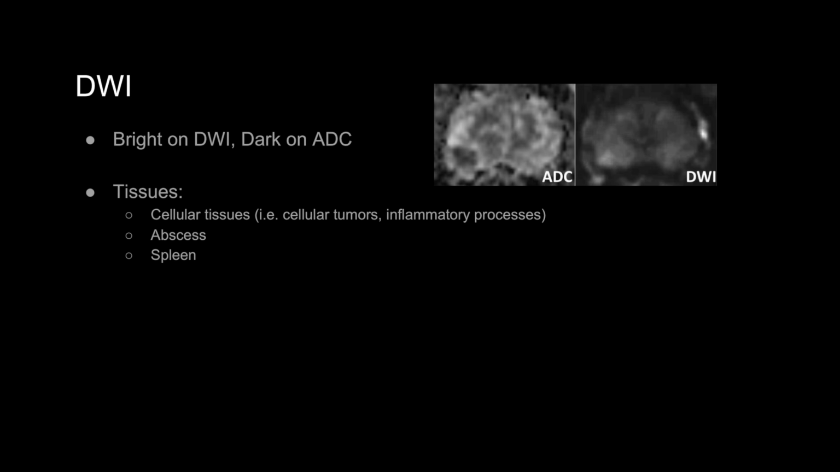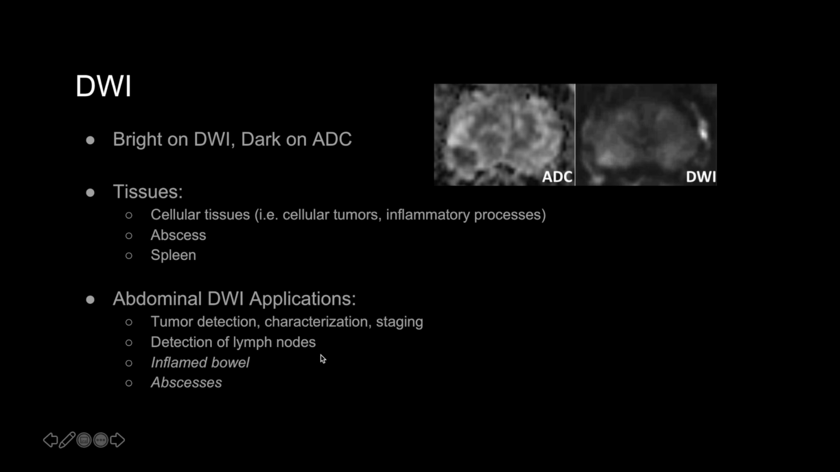And we'll talk about that in another video. Other things that restrict diffusion include abscesses and normal things like the spleen. When looking at an abdominal MRI, DWI images can be useful for a number of things, and we've mentioned the tumor detection, characterization, and staging. Also, they're helpful to detect lymph nodes. They pop out on DWI images, as well as multiple other things.